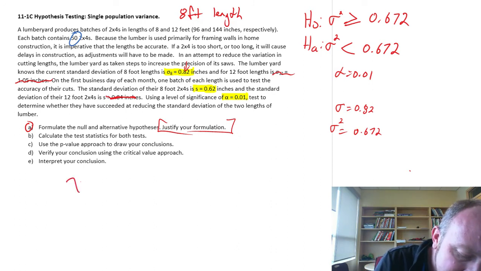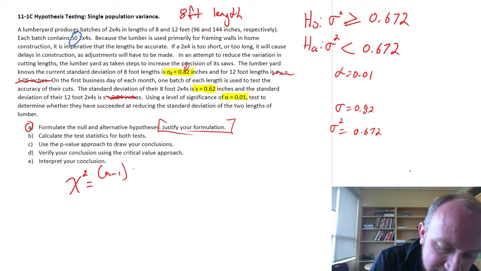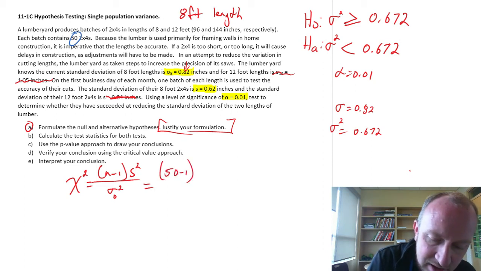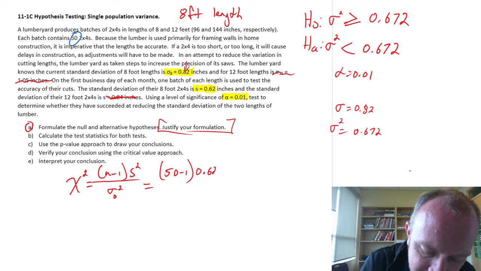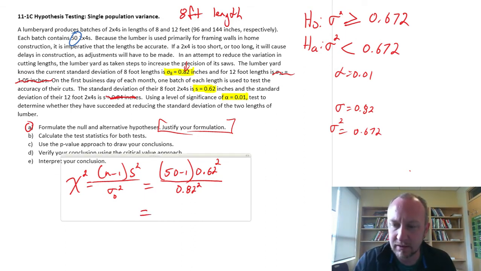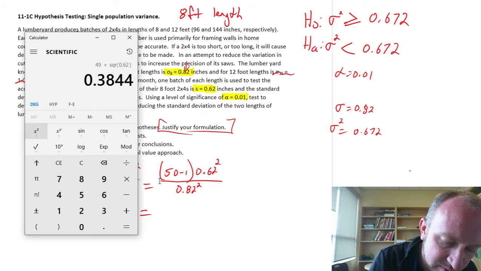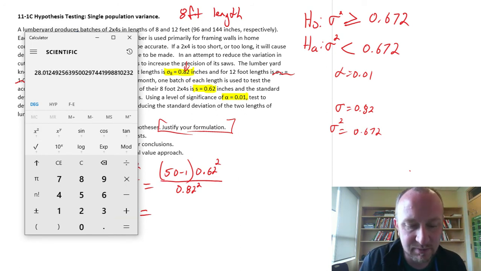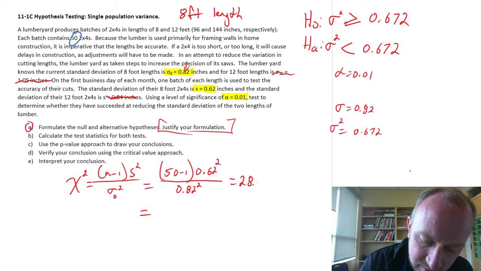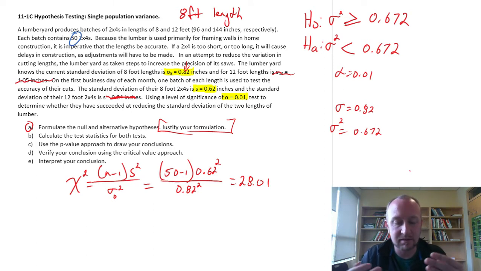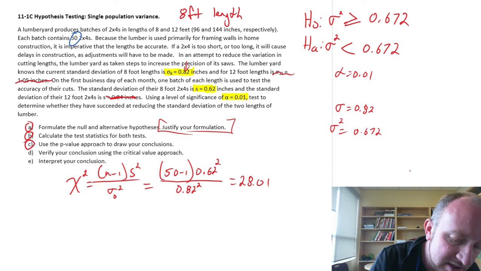Let's perform the test. So our chi-squared statistic is n minus 1 times the sample variance divided by the hypothesized value. N was 50, minus 1. That sample standard deviation, 0.62 squared, divided by our hypothesized value, 0.82 squared. So let's see what we get here. Grab our calculator. So 49, 50 minus 1, times 0.62 squared, divided by 0.82 squared, equals 28.01. Okay, so there we've got our test statistic. Now our next step, part C, is to use the p-value approach.